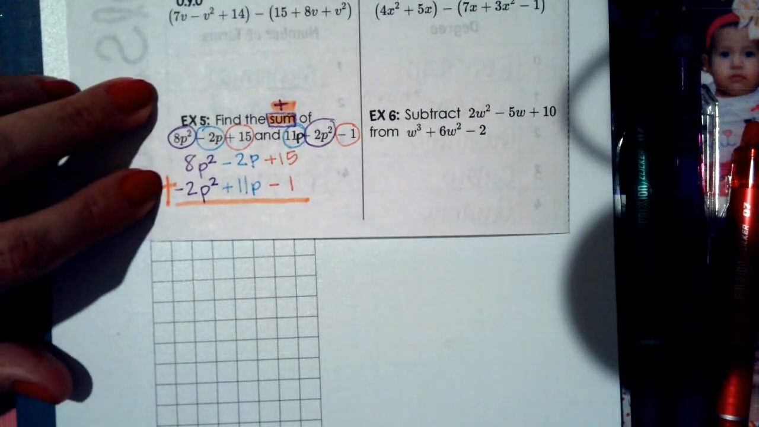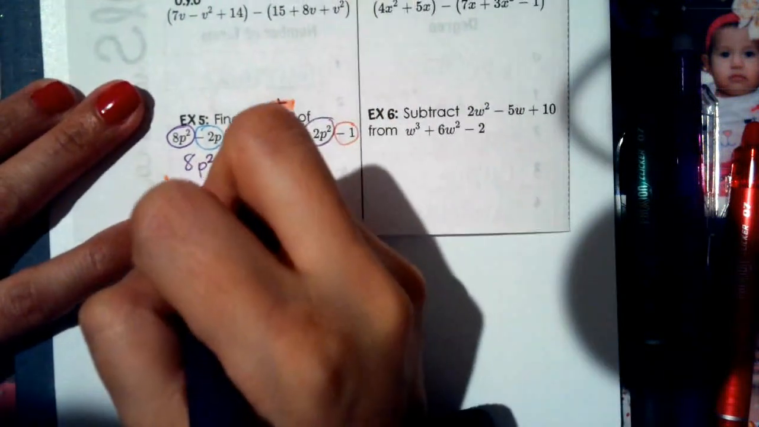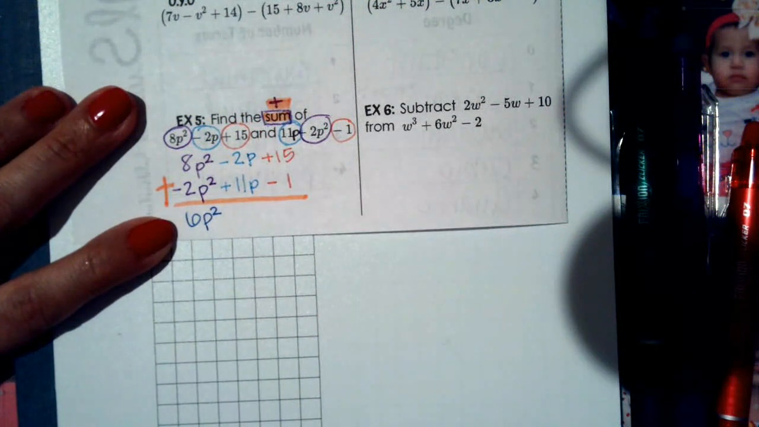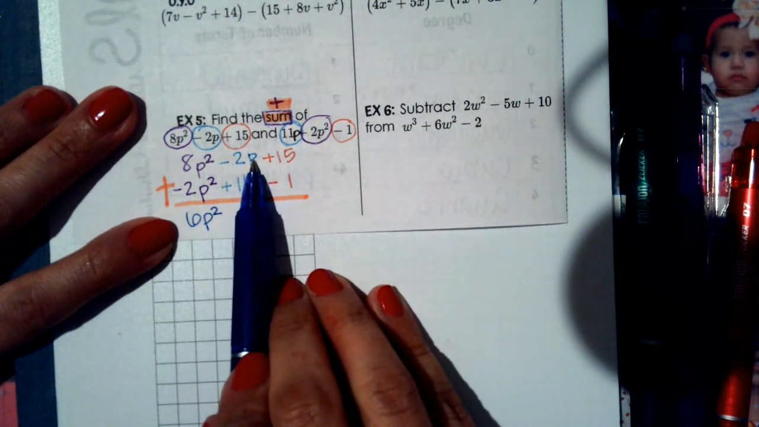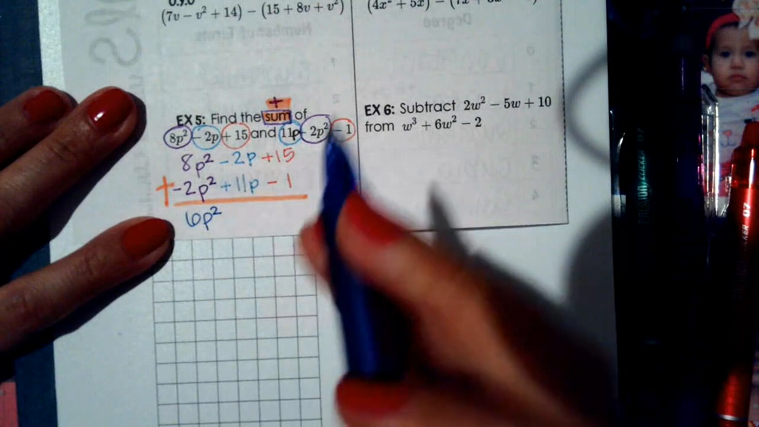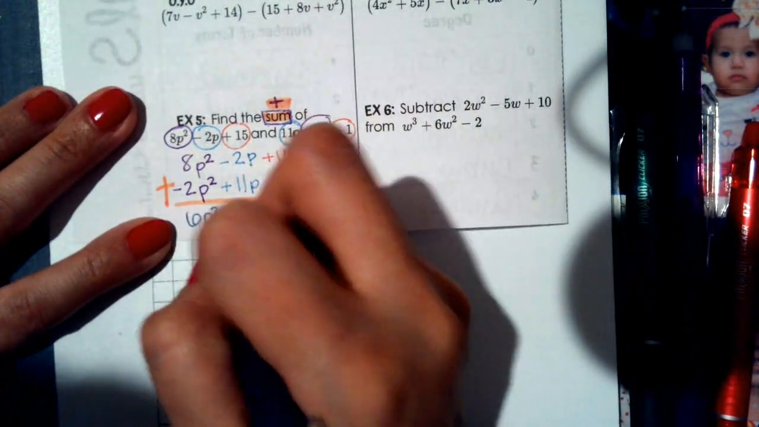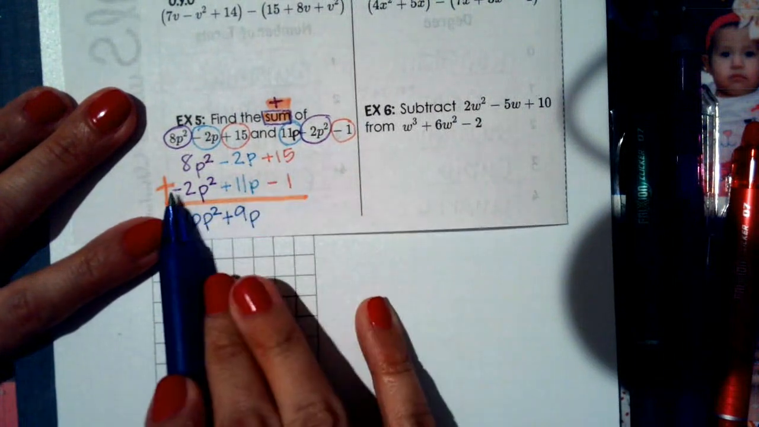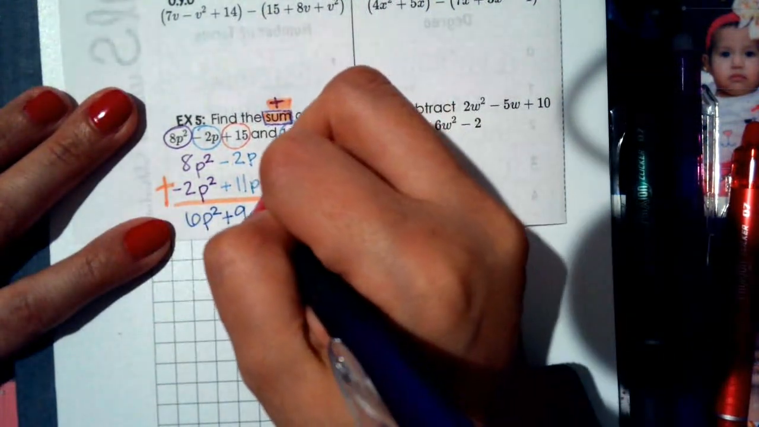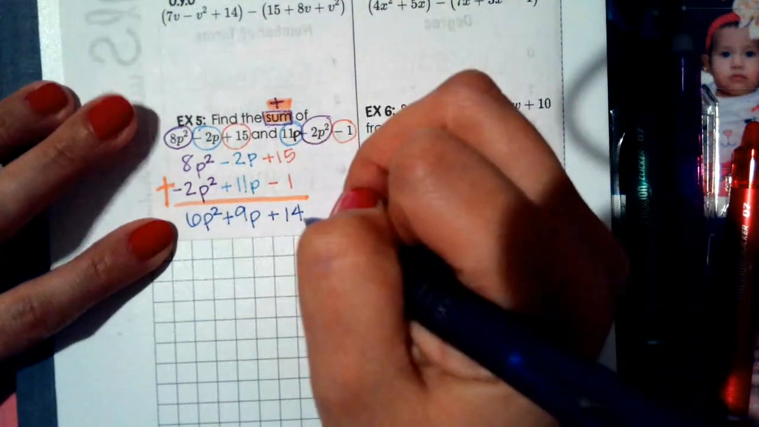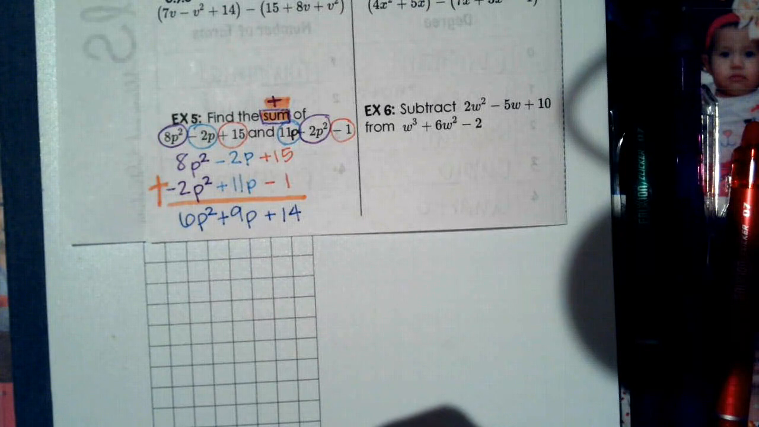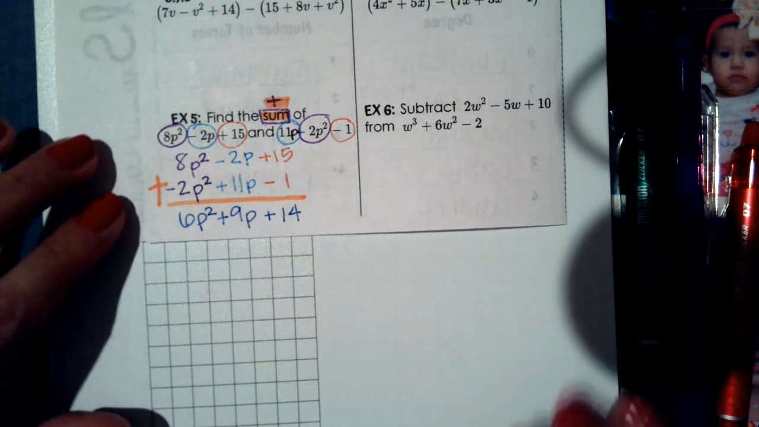8p squared plus negative 2p squared is 6p squared. Negative 2p plus 11p is positive 9p. And 15 plus negative 1 is positive 14. All right.